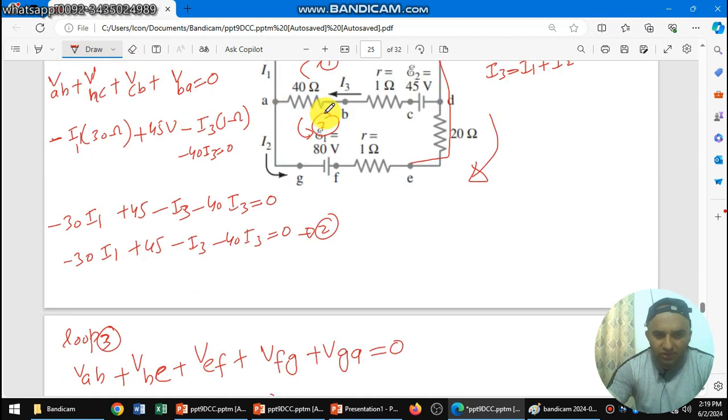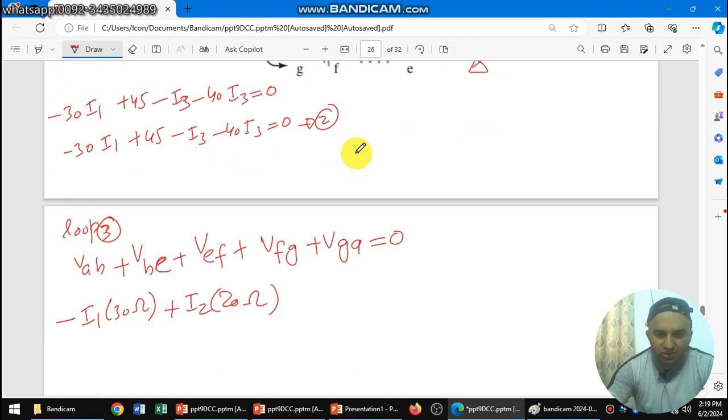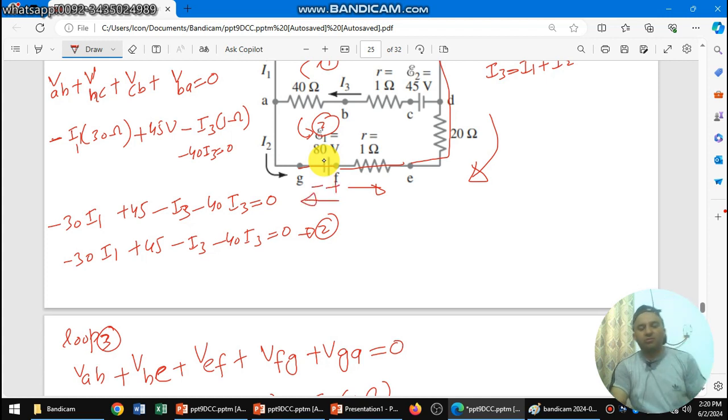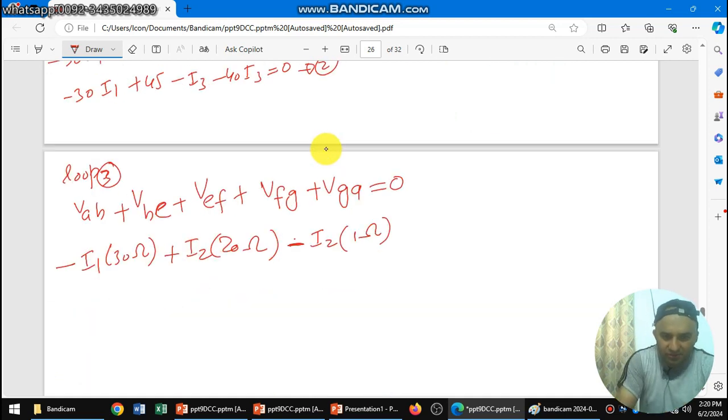Now VEF. E to F, 1 ohm. So plus I2 times 1 ohm, because E to F is moving against the current, so this is plus. Then F to G, we are moving from the positive terminal to the negative of the battery, so it will be taken as negative, minus 80 volt. Why is it minus? Because we are moving from the plus terminal to the negative.